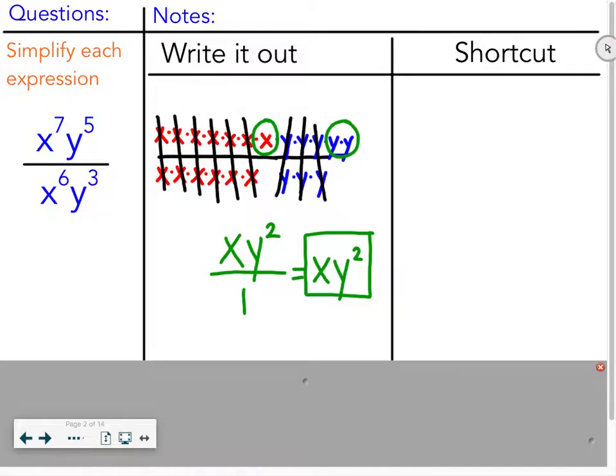If I am doing the shortcut, I am going to subtract my exponents. So I have x to the 7 minus 6, and then I have y to the 5 minus 3, so that will give me x to the 1st and y to the 2nd.